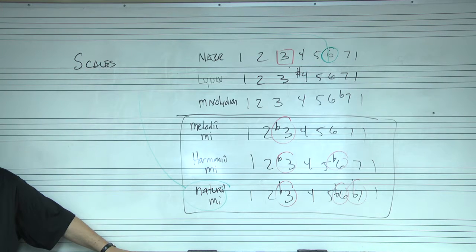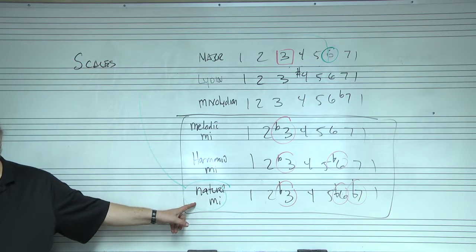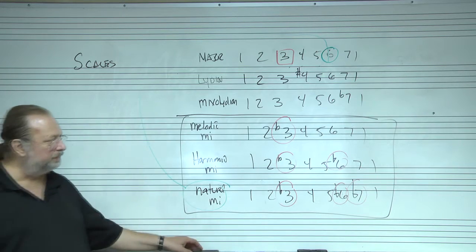Okay. So if you have a major scale and you start the same major scale on a sixth degree, that becomes the relative minor of that major scale, which is the natural minor scale. Okay, now, let me explain this.